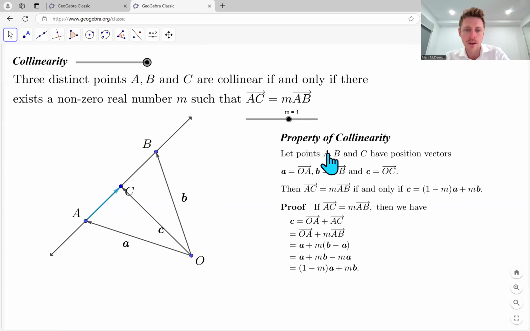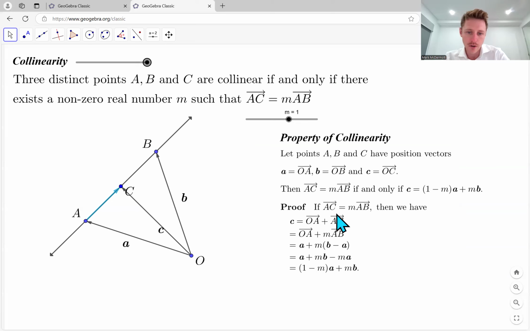So let A, B, and C have position vectors, as we said, a, b, and c. We know that AC is a scalar multiple of vector AB, just like we spoke about, if and only if this is true: vector c is equal to 1 minus M multiplied by vector a, plus M multiplied by vector b. And this is our proof of that. It's an interesting property of collinearity, and we can prove it here.